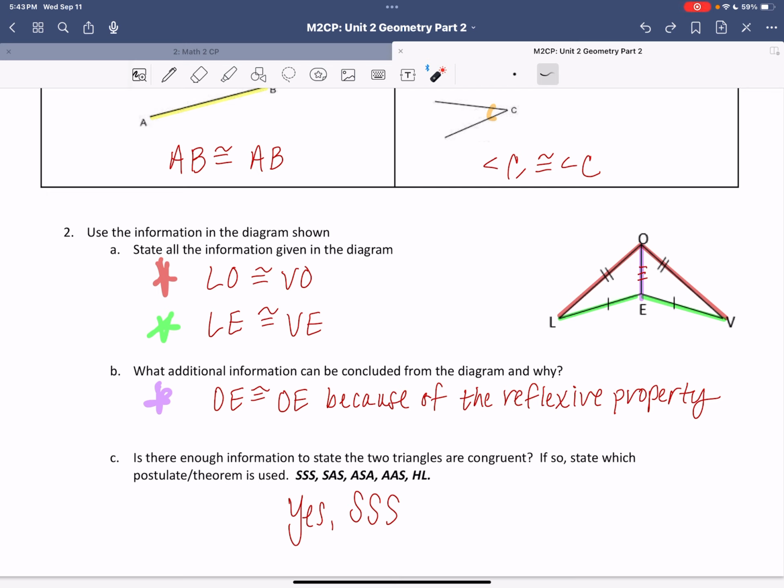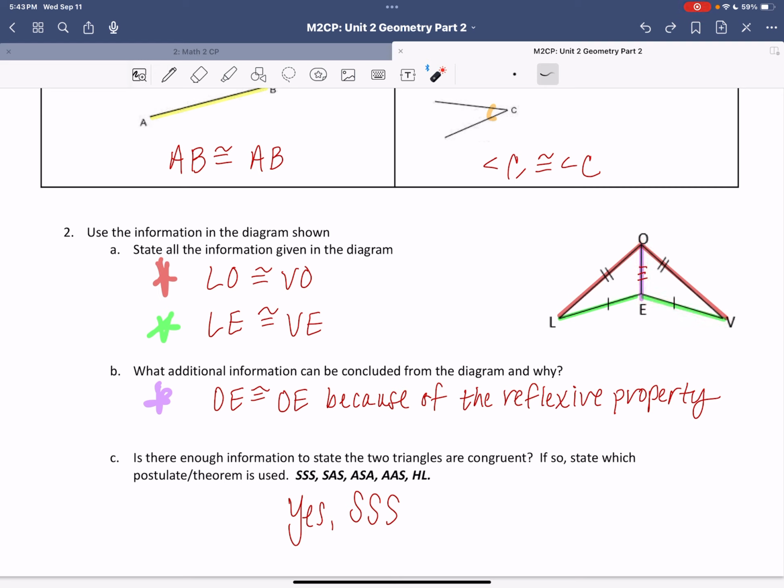Now, information that can be concluded is if you look here, OE is for both triangles. So that's one triangle. And that's the other triangle. So OE is used for both triangles. So it's actually congruent to OE, and that's because of the reflexive property. So it's congruent with itself because this side is shared here and it's shared here. So it's congruent to itself.